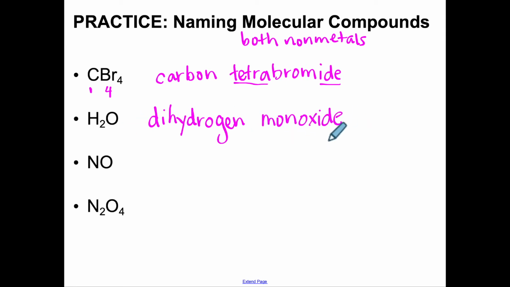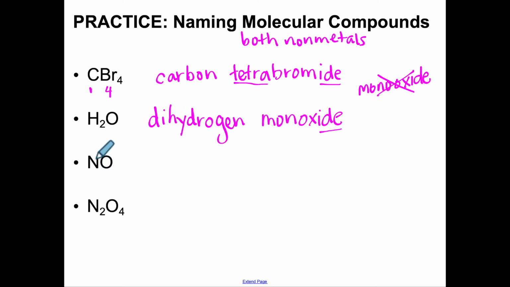So we put mono, and then it actually is going to be monoxide. We change the ending to "ide" just like in all the others. If you wrote mono-oxide, it would end up looking like monooxide, and that is not correct. So you just take out that extra O, so it's monoxide. Dihydrogen monoxide.